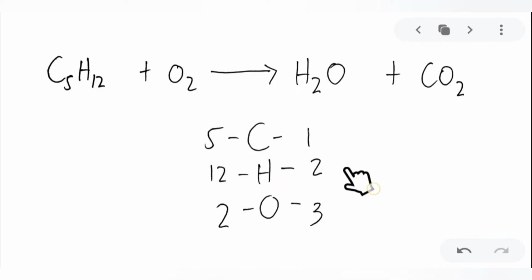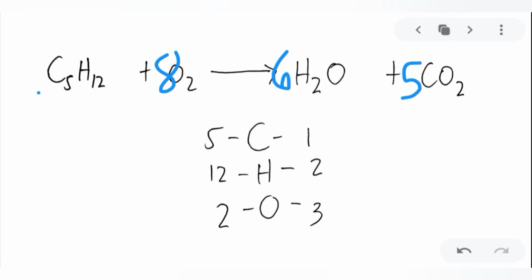On the product side, for carbon, we have 1 piece of that. For hydrogen, we have 2 pieces of that. For oxygen, we have 3 pieces of that. This is 2 plus 1 oxygen here, that is 3. So as you can see, this is not a balanced equation and we have to balance this one. So you have to put here 8, and then 6 here, and then 5 here. You will do a trial and error until you achieve these numbers.